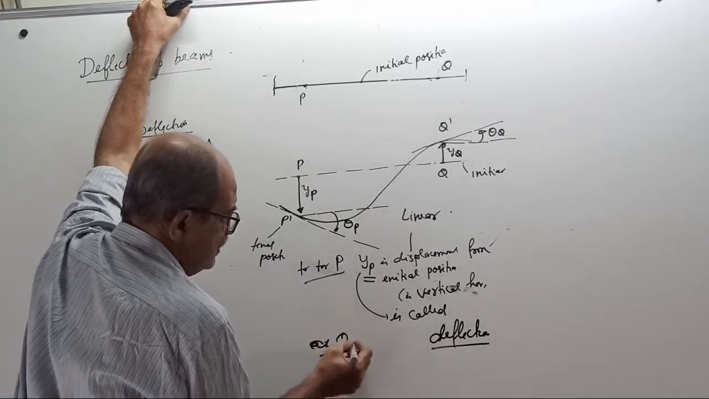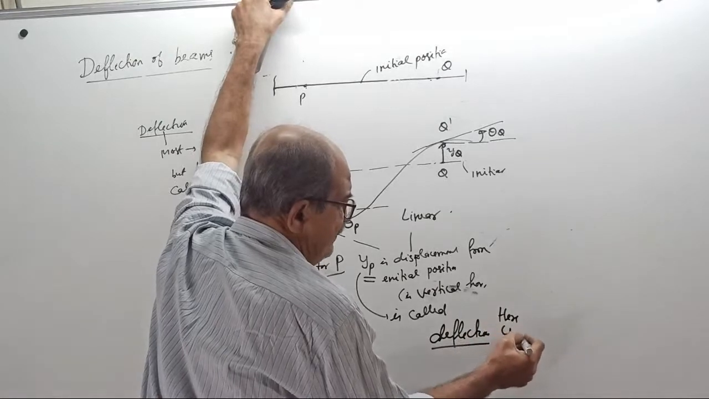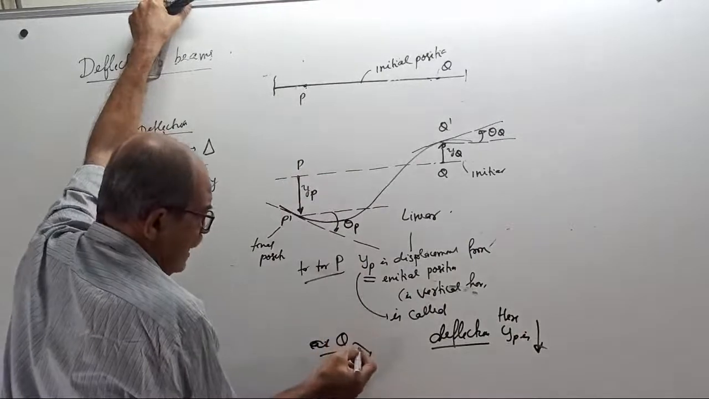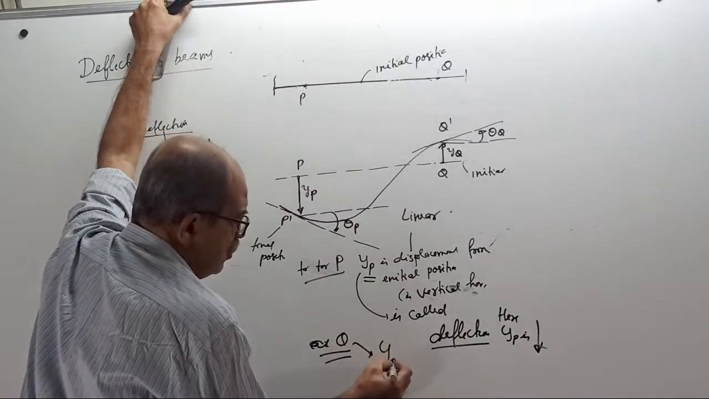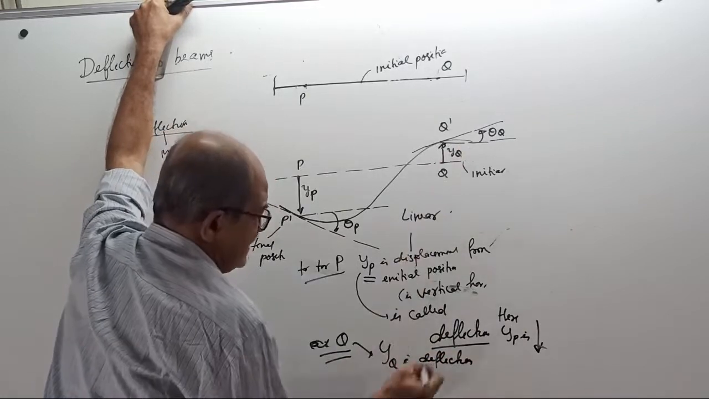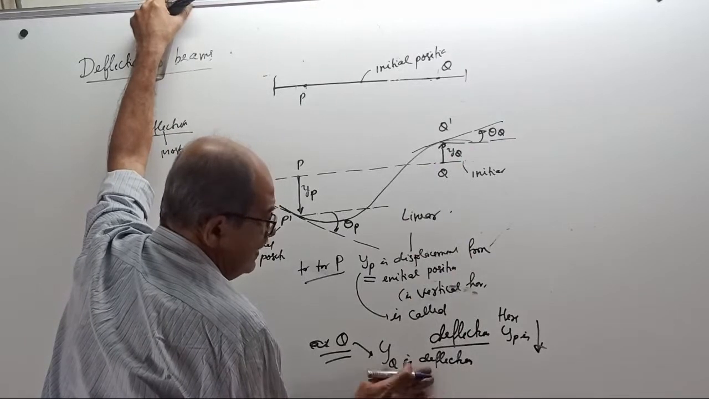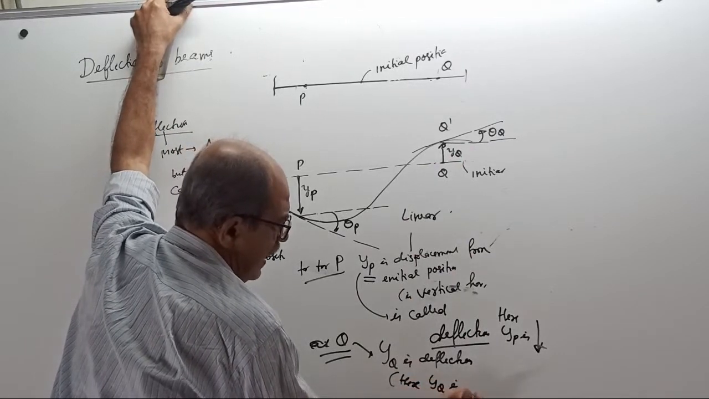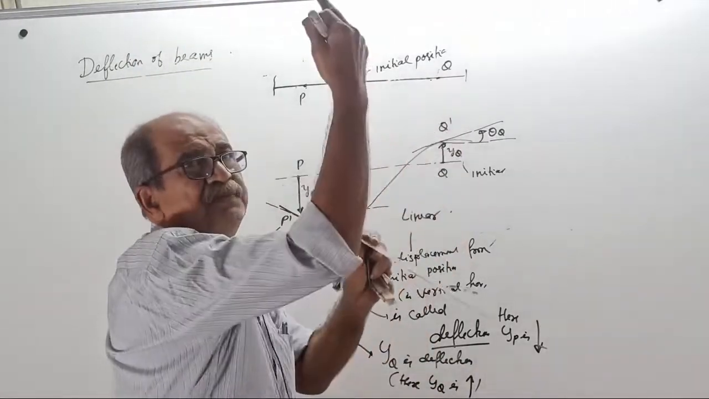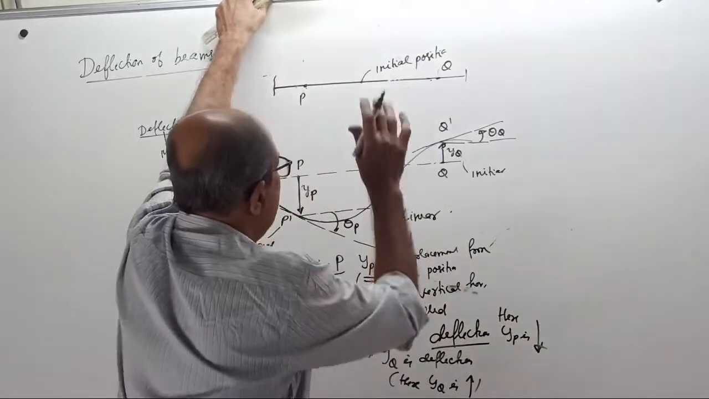Same way at Q, deflection, and here yp is what? Down. Here yp is down. Same way for q, yq is deflection. As per the sketch, here yq is upward. Why? See, here it came down, there it went up. That is the combination, just an understanding. Okay, now this is for deflection.